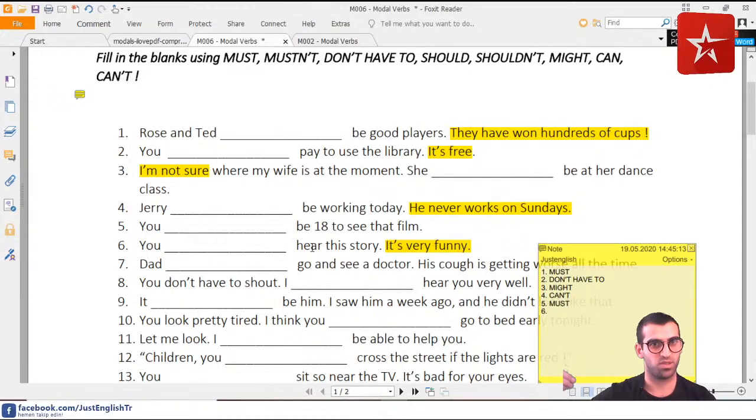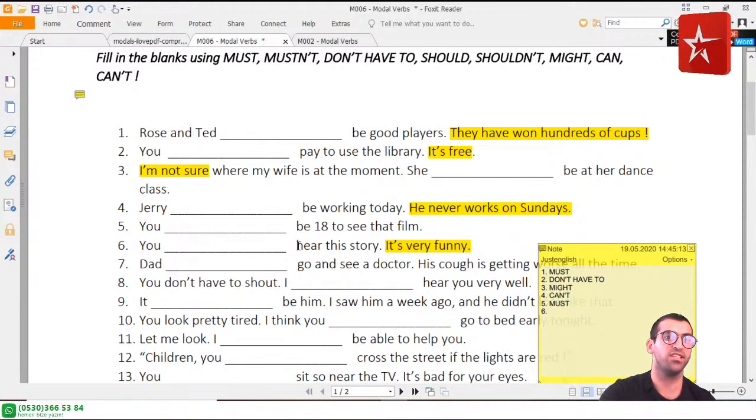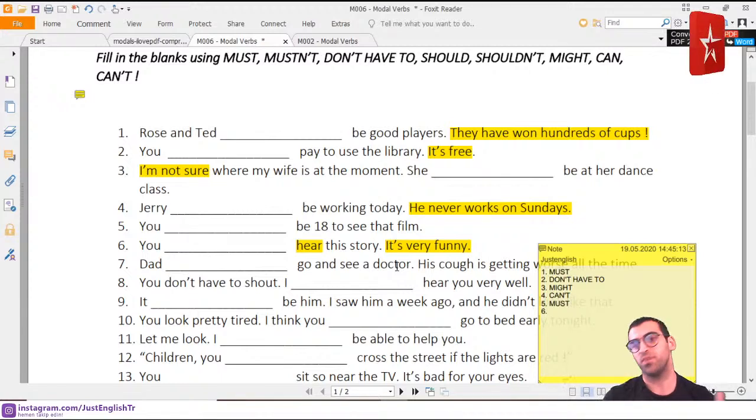Duymuş olursun. Yani eminim bunu duymuş olursun. It is very funny. But "you should" is a kind of advice. You should listen. You should read this story. You should listen to this story. But if we have "hear," we should use must. You must hear this story because it is very funny. Yes, must, not should. Oh my God!